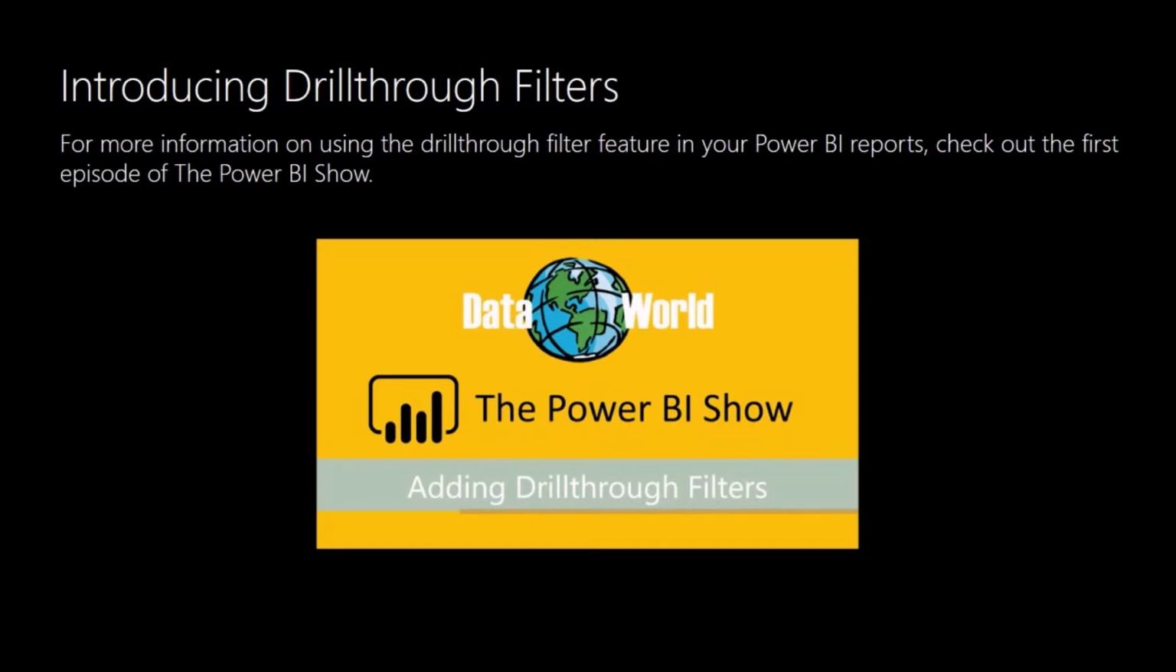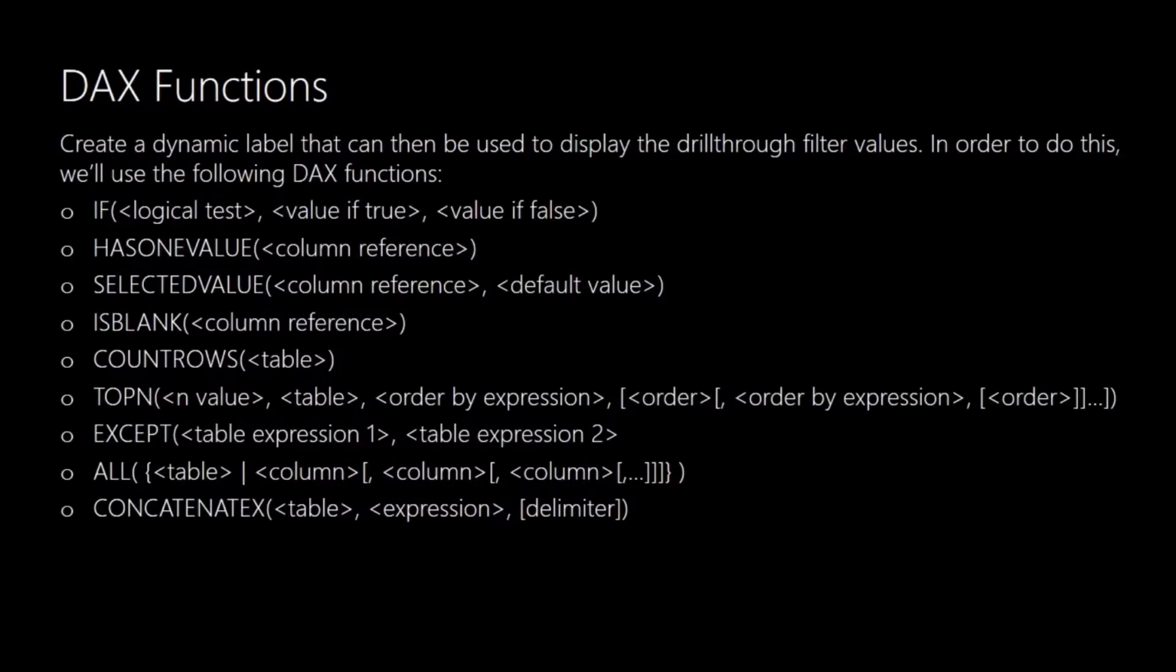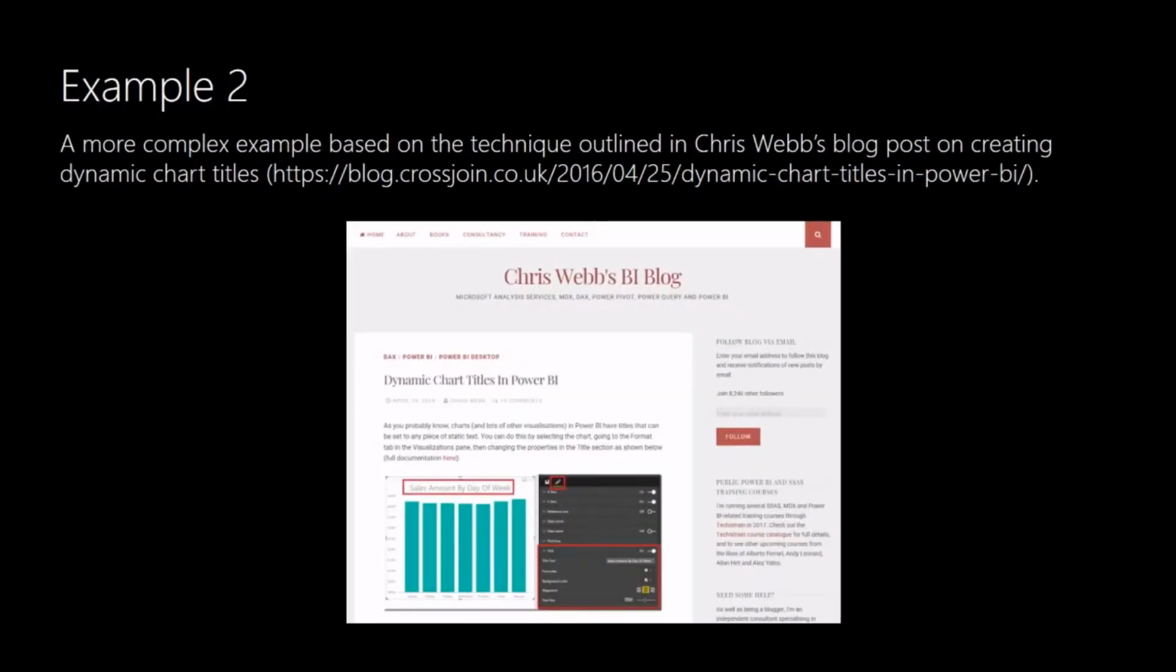Okay, so I'm going to show you a couple of different ways that you can produce dynamic labels. One is a simpler variation, and that's going to be using the IF and HASONEVALUE functions. And then we're going to refactor that to use the SELECTEDVALUE function, which is a slightly newer function in DAX. And then I'm going to move on to a more complicated example, and that's going to use all of these functions here: ISBLANK, COUNTROWS, TOPN, EXCEPT, ALL, and CONCATENATEX. And that's based on a technique that was outlined in a blog post by Chris Webb.